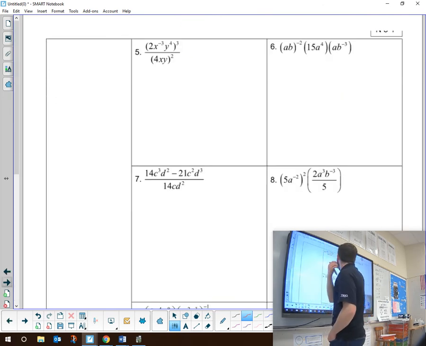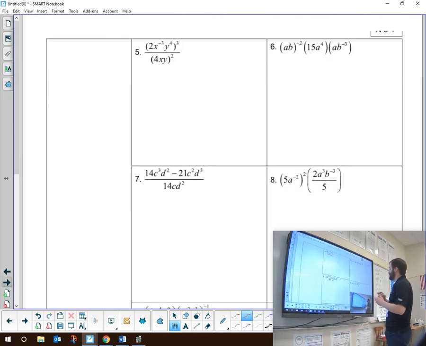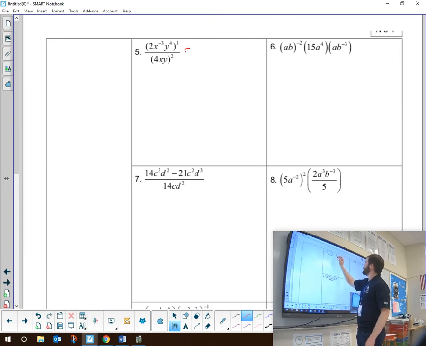Let's take a look at some of these ones that have exponents on top of exponents and so forth, okay? So we're going to work this out step by step. So first one, we're going to start on the top. We're going to take each one of these and raise them to the power of 3. So I'm going to go 2 to the power of 3. 2 times 2 times 2 is 8.